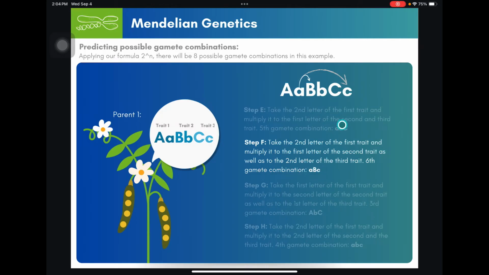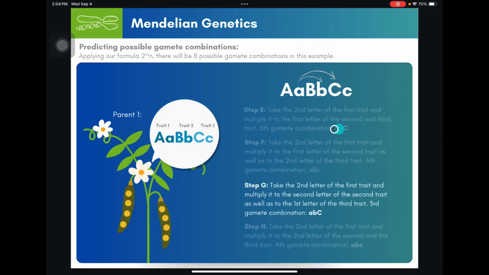For step G, take the second letter of the first trait and multiply to the second letter of the second trait, as well as to the first letter of the third trait. In this possible gamete combination, we have two recessive traits, recessive A and B, but dominant letter C, as seen in this one.